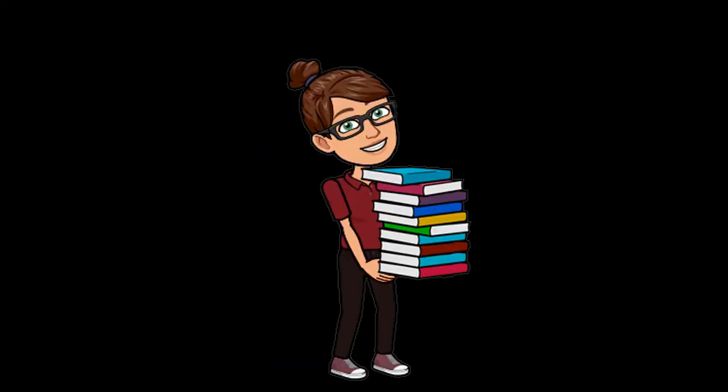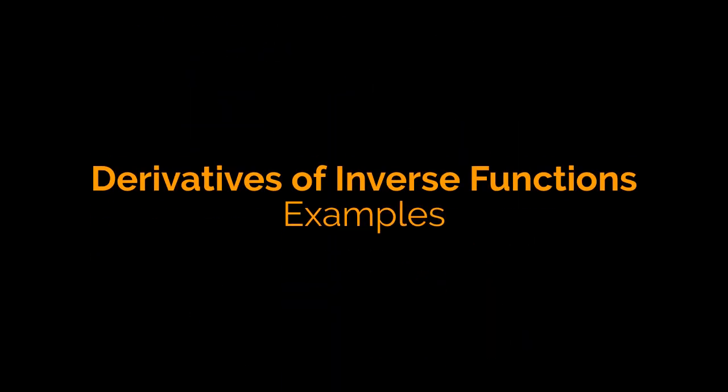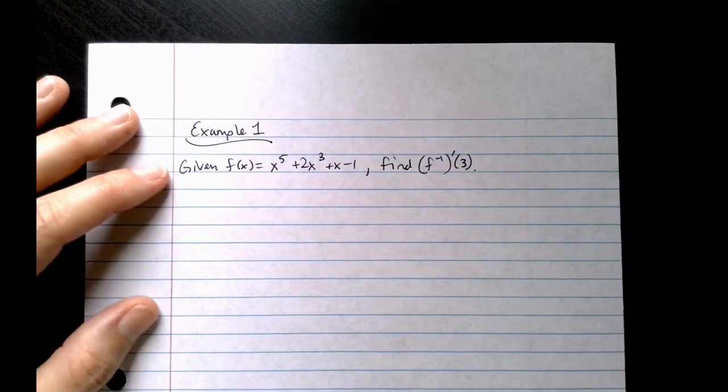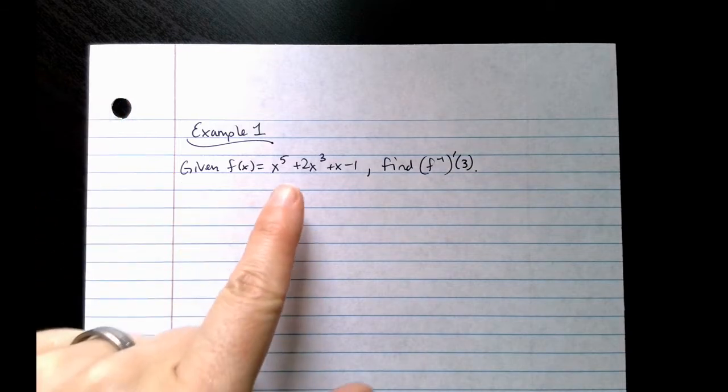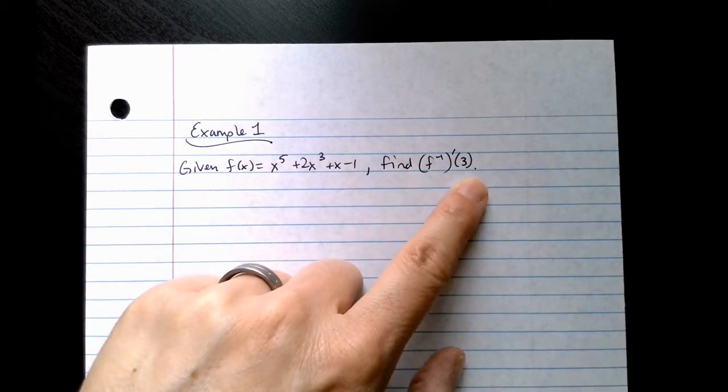On this episode, Stevenson will demonstrate. In this first example, it says that given f of x equals this polynomial, find the derivative of the inverse of f evaluated at 3.